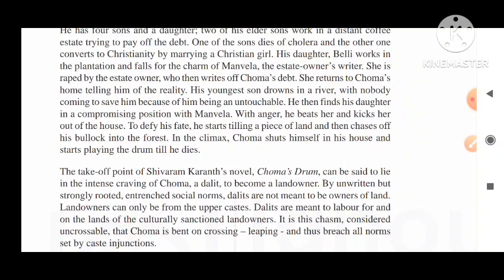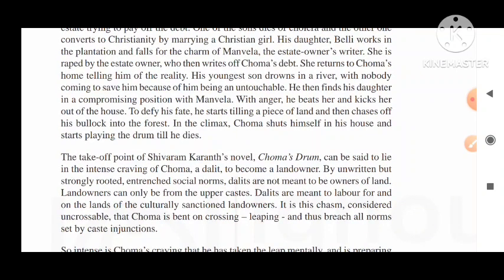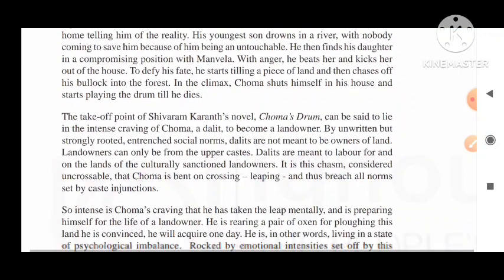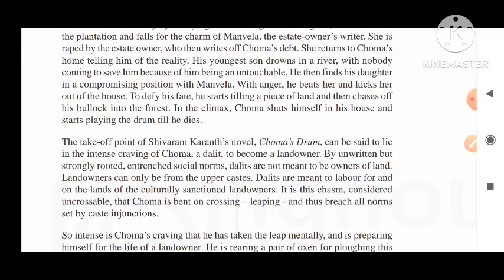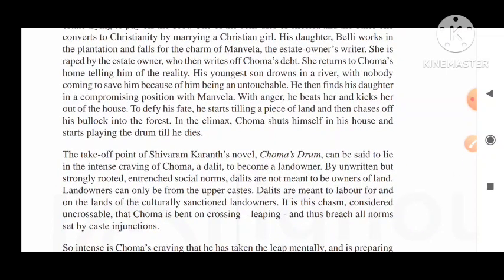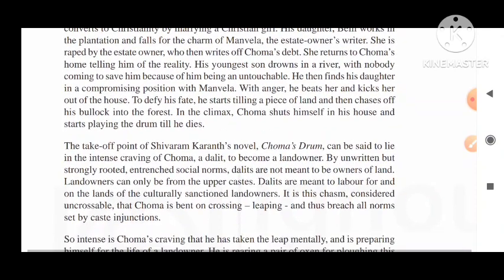She returns to Choma's home, telling him of the reality. His youngest son drowns in the river with nobody coming to save him because of him being an untouchable. Okay, so you can see how cruel the society was at that time.